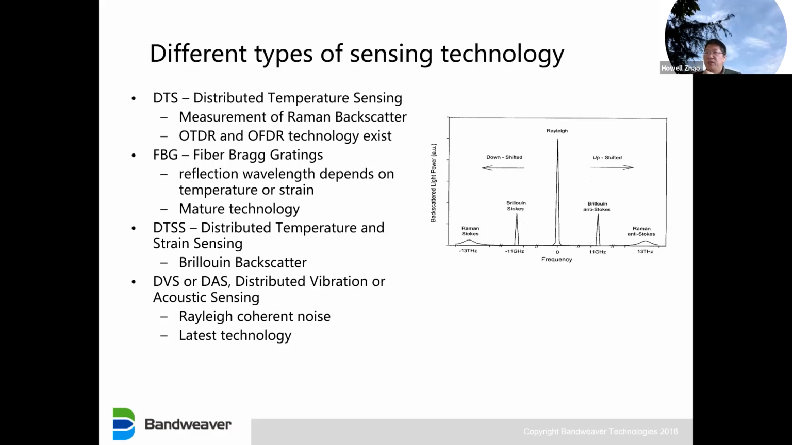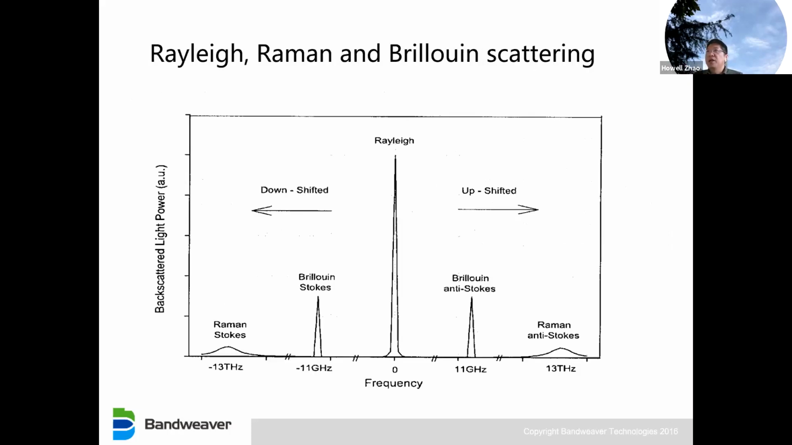And finally, the DVS and the DAS. V stands for vibration, A is acoustic. Vibration versus acoustic is just a difference in the range of frequency. Vibration is basically lower frequency, but acoustic means higher vibration frequency. And this one is based on Rayleigh coherent noise. This is also the latest technology and is commercialized for some industries.